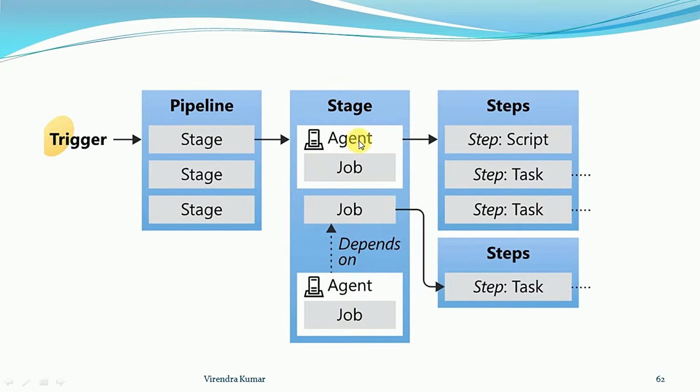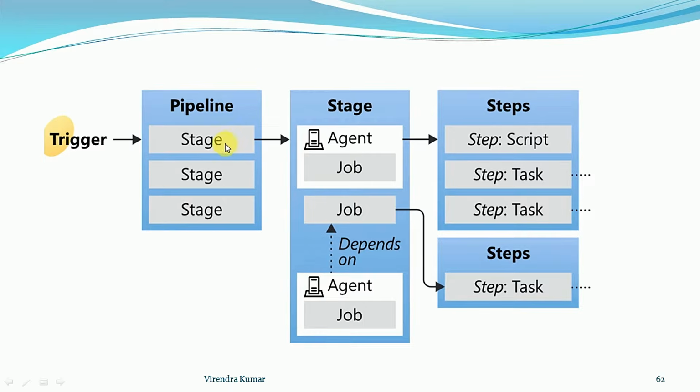The job will run on this agent 1. This job will run on this agent 2. Okay? And jobs can have dependencies also. So a pipeline has stages, a stage has jobs and agents, and a job has steps. So in steps, there are multiple steps we can define under a job.